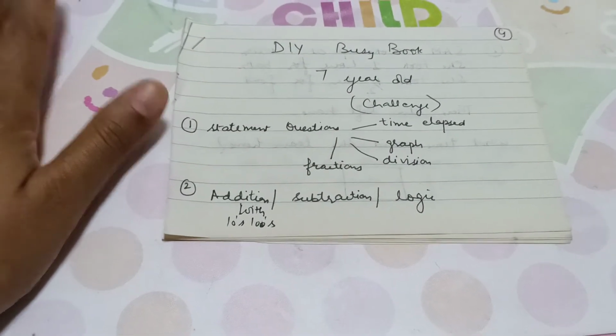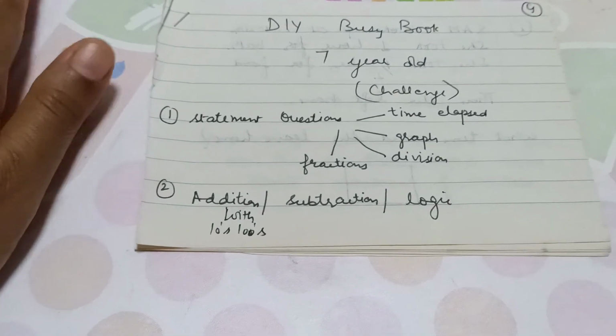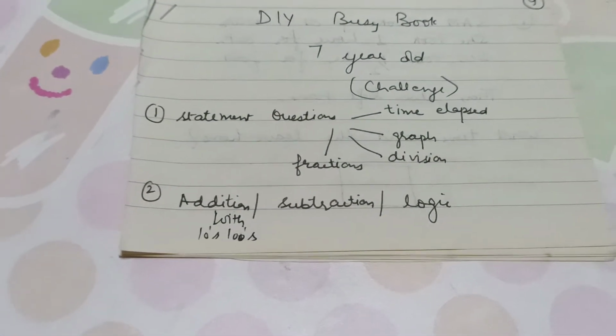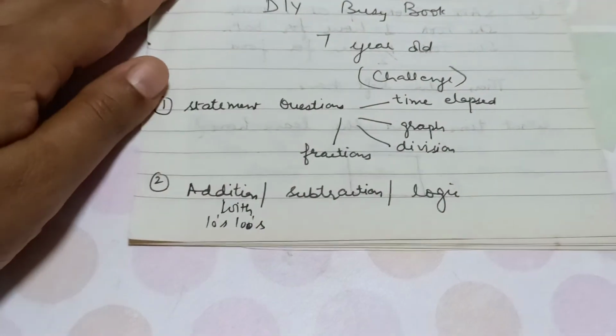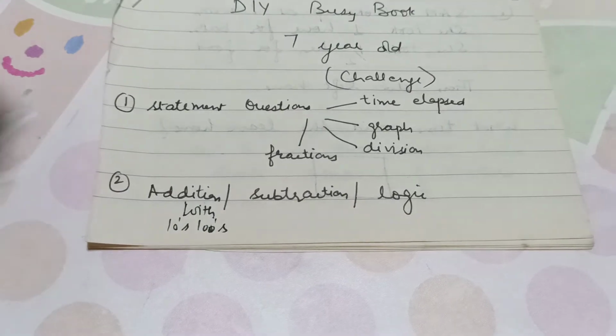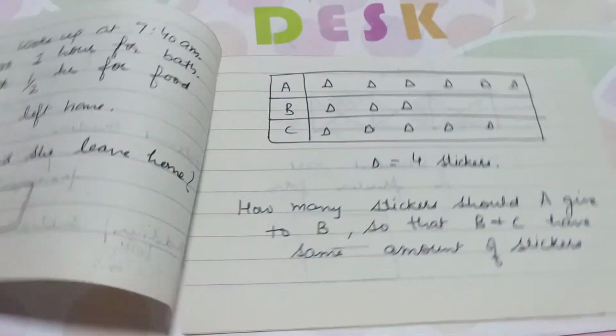We will be testing different kinds of topics, different levels of topics. Not sure she can do all of them, but we will see. It'll give me an idea of what I have to create next. So in this one we are doing statement questions of time elapsed, graph, division and fractions, some addition and subtraction with hundreds and tens. So still kept it very simple for her, but again we will see how good we are at it.